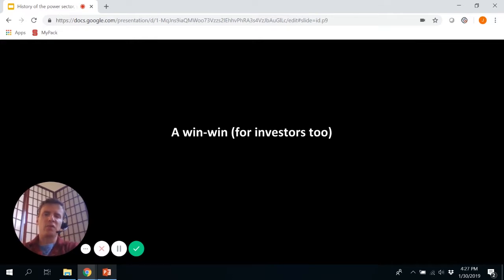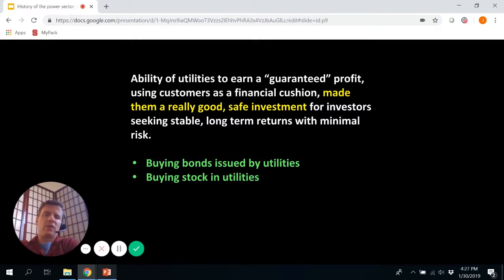At the same time, this was a win-win for investors. The ability of utilities to earn a guaranteed profit, potentially by increasing prices on customers if need be, made them a really good, safe investment for investors seeking stable long-term returns with minimal risk. So that would be people that wanted to buy bonds that are issued by utilities. Buying bonds, the interest rate was pretty low, but you were pretty certain that you were going to get your money back from the utilities because they were seen as sort of safe, financially healthy organizations. And also buying stock in utilities was seen as a pretty good investment as well.